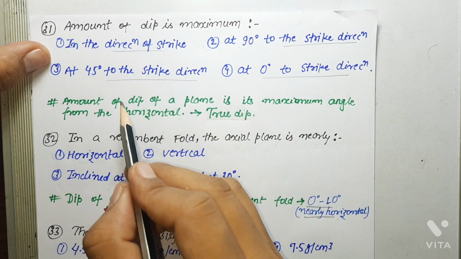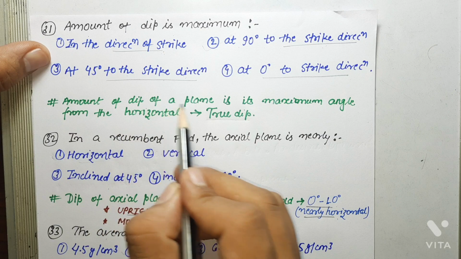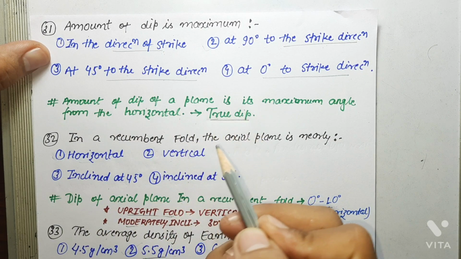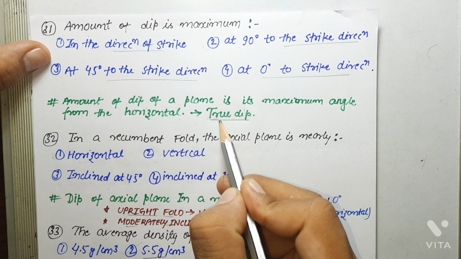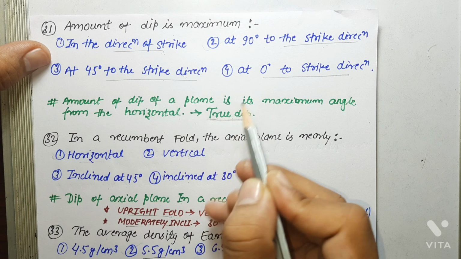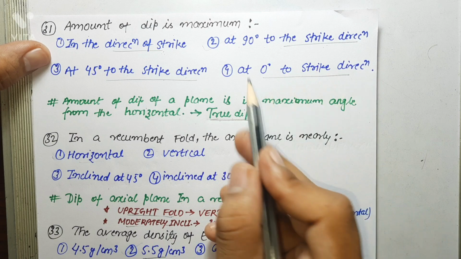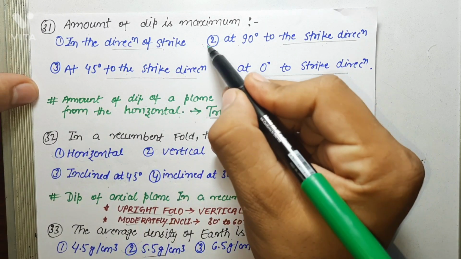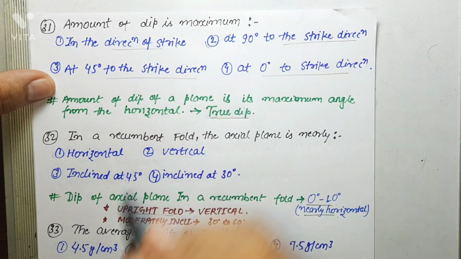Okay, so what is amount of dip? Amount of dip of a plane is its maximum angle from the horizontal, and it is known as true dip. True dip is always measured perpendicular to the strike direction. The direction in which true dip is measured is known as true dip direction, and it is 90 degree to the strike direction. So the amount of dip is maximum at 90 degree to the strike direction.